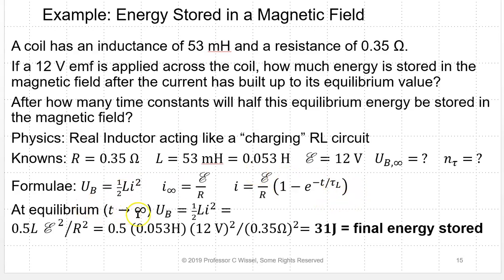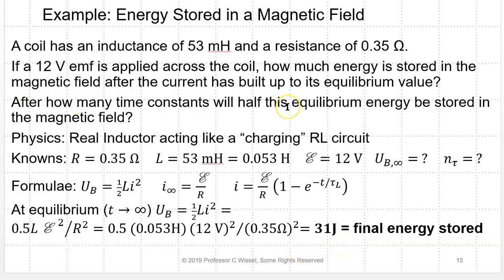At infinity, for T equals infinity, U_B equals 1/2 L I squared. At this point, we just have to plug in what we have. It's 1/2 L times EMF squared divided by R squared, substituting this in and making it infinity. So it is 1/2 times 0.053 henry for the inductor times 12 volts squared for the EMF squared, divided by the resistance of 0.35 ohms squared. It is 31 joules. That's the final energy stored.